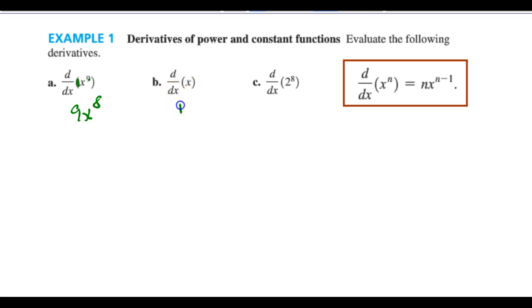The derivative of x is just 1. Or you could say 1x to the 0, but that's just 1. And the derivative of 2/8, remember, that's just the derivative of a constant. They're trying to fool you here. That's just a constant, so that's going to be 0 using this definition.